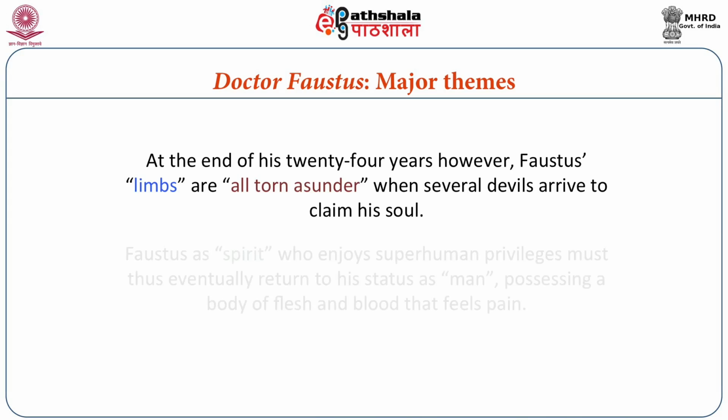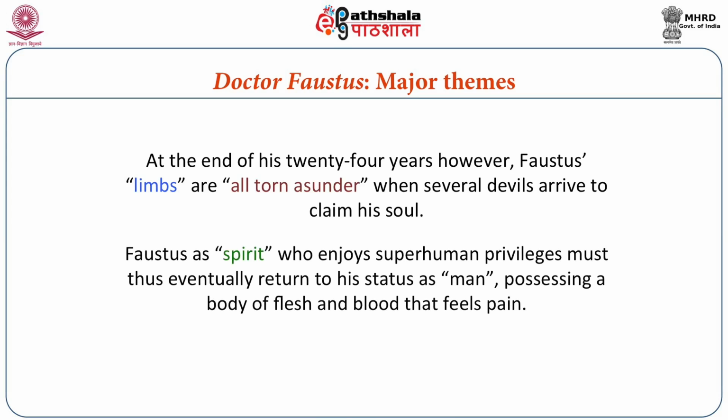So it is as a spirit that he enjoys superhuman privileges, but it is as a man with a body of flesh and blood that feels pain that he suffers death. So Marlowe's Faustus brings together both the human body as well as the eternal spirit, and shows us that neither of them can survive a Faustian bargain such as the one which we see here.